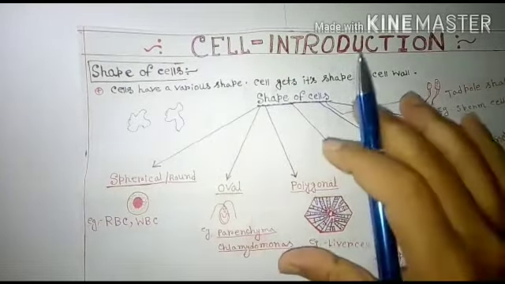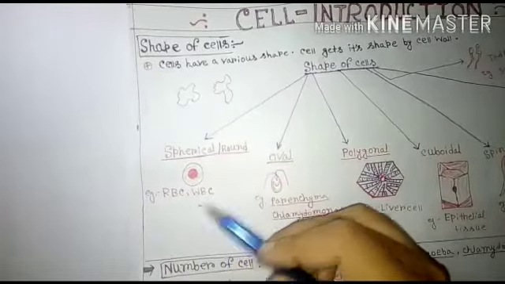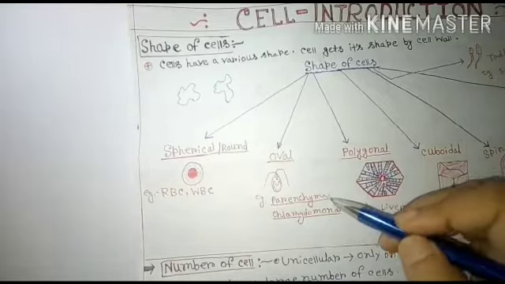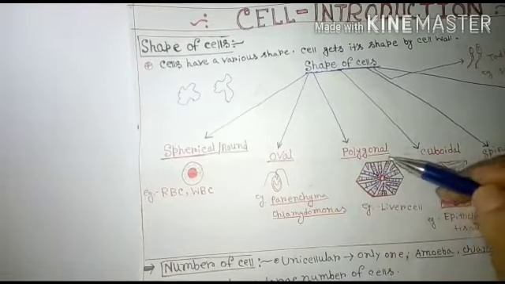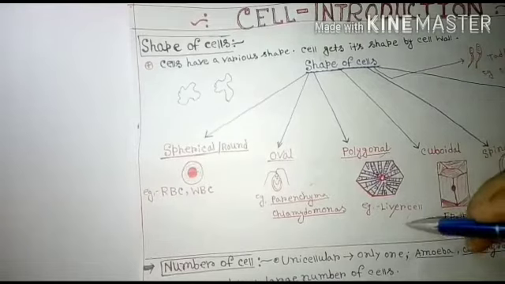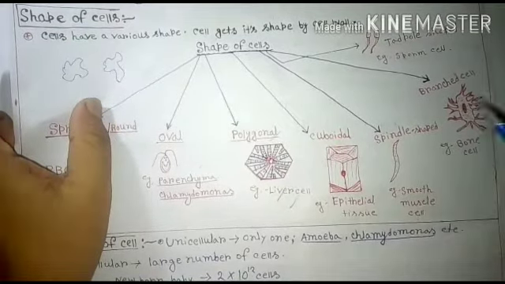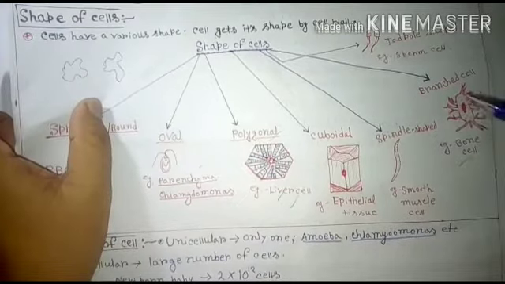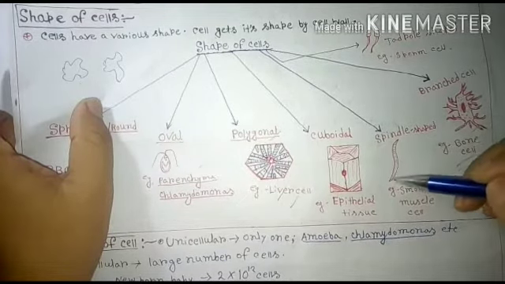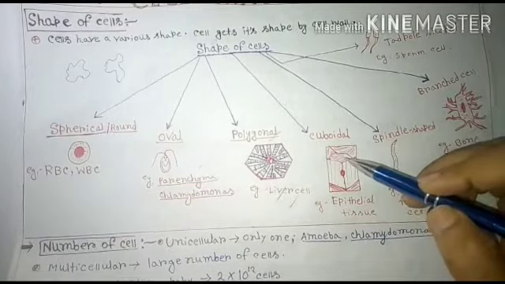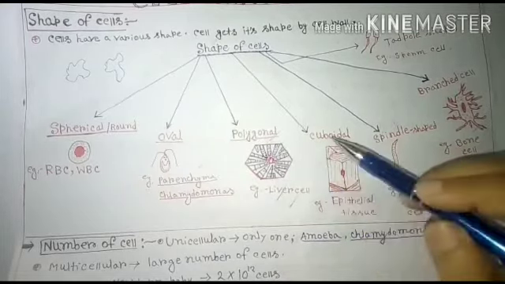But some shapes are also discussed here: spherical or round shape cells, like RBC, WBC. Example, oval shape in the case of parenchyma, chlamydomonas, etc. Polygonal shape in the liver cell, cuboidal in epithelial tissue, spindle shape in the case of smooth muscle cell, or branched cell like the bone cell. A branch is present. It is a spindle. In Bengali it is known as maku. Epithelial tissue shape is cuboidal, polygonal shape in liver cell, etc.